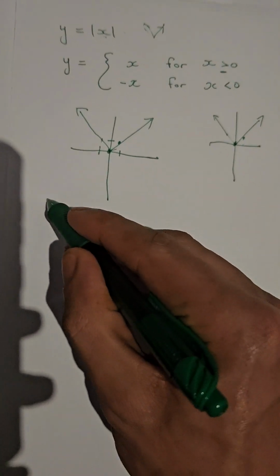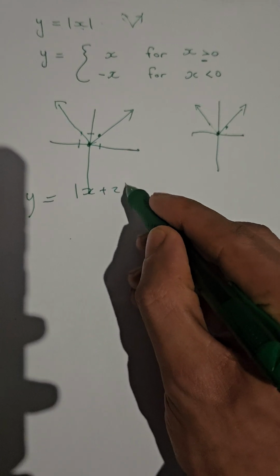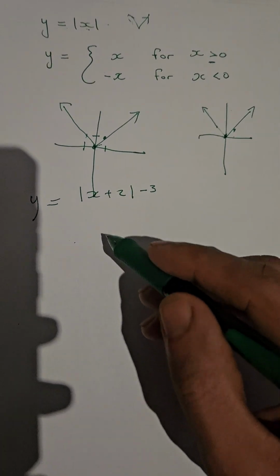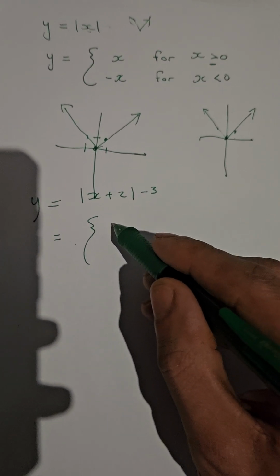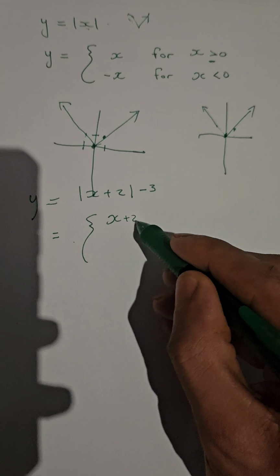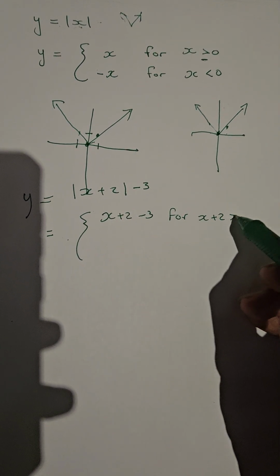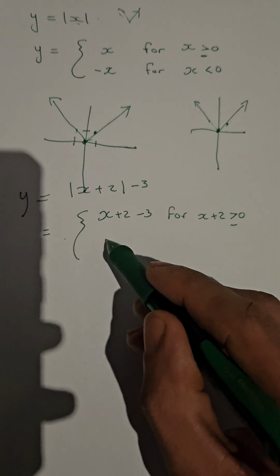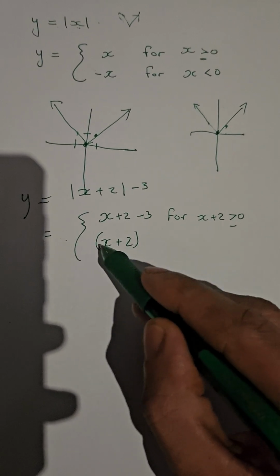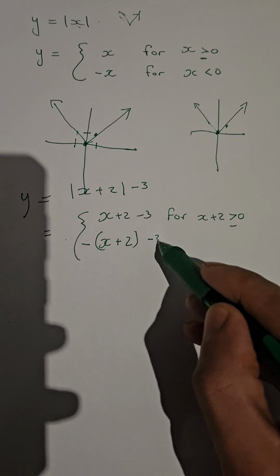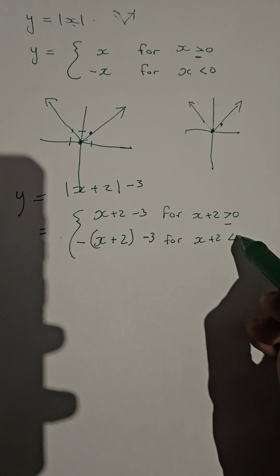So let's quickly do a graph like y is equal to the absolute value of x plus 2, minus 3. Okay, so firstly, let's draw it as a composite function. We know that what is inside stays positive whenever what's inside is positive, and what is inside becomes negative whenever the thing inside is smaller than 0.